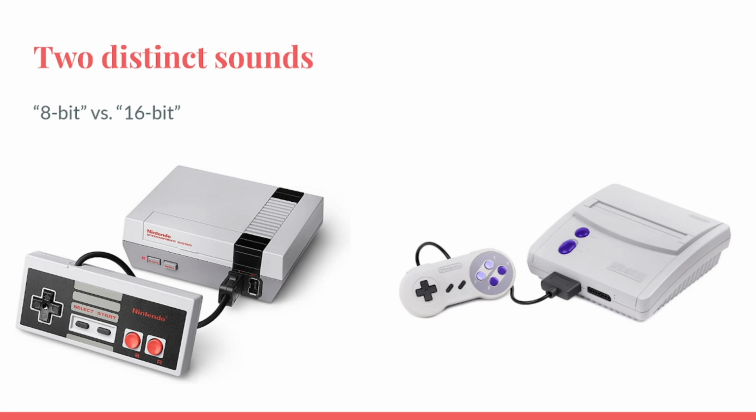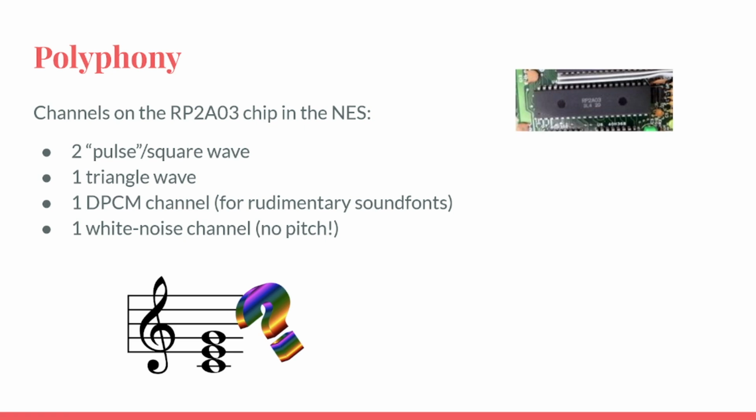Before I talk about the intricacies of 8-bit and 16-bit sounds, I want to talk about a limitation that affected both: polyphony. Polyphony is the capability to play multiple notes simultaneously. For example, here's the RP2A03 chip in the NES. You can see its channels here. It had two pulse waves, one triangle wave, the aforementioned DPCM channel, and one white noise channel. The white noise channel did not have a pitch. That means there were only four melodic voices possible when you're using the RP2A03 chip.